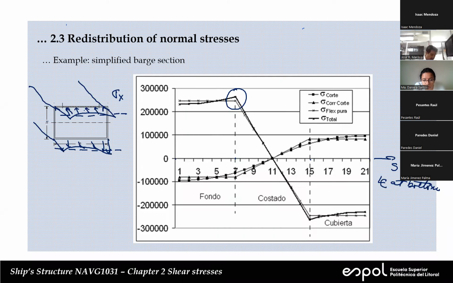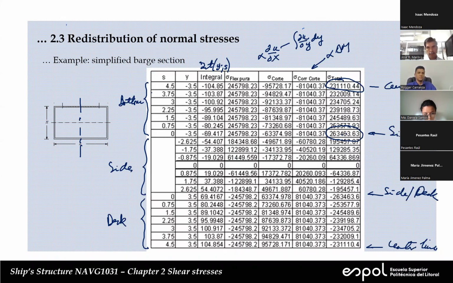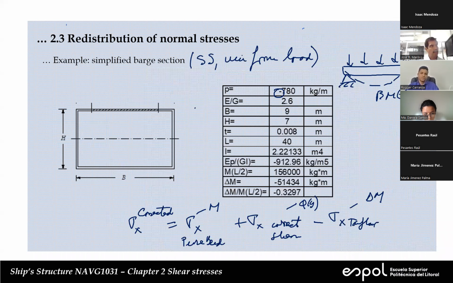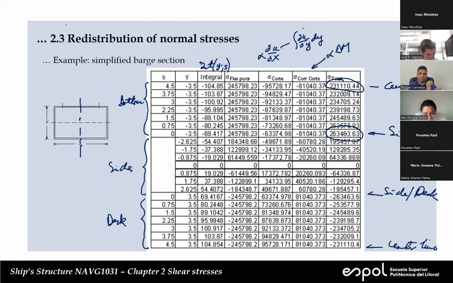Questions, people, questions? Yes, doctor. I had a question. Carranza, go on. For the shear, the bending moment in the table in the previous part uses the Simpson rule. My question is, considering the separate bottom, side, and deck, do we apply the Simpson rule and sum the parts and multiply by 2, or consider the total summation?